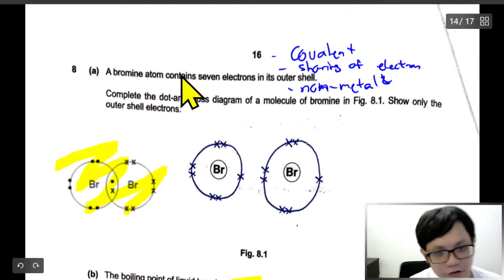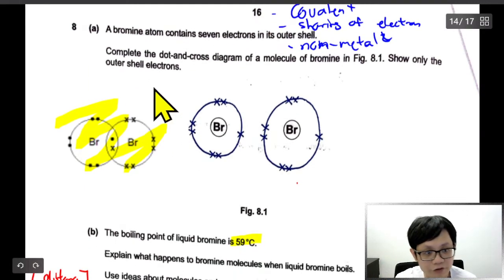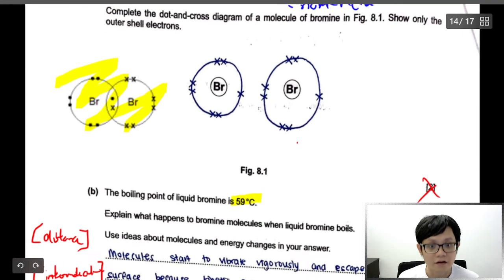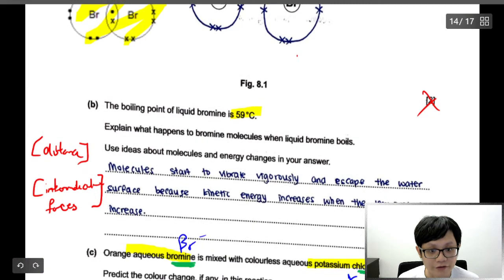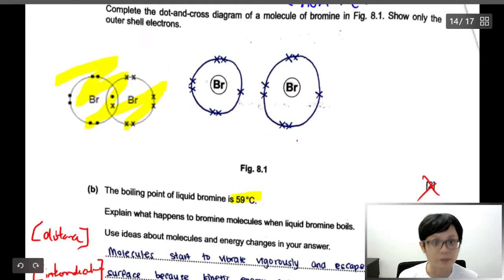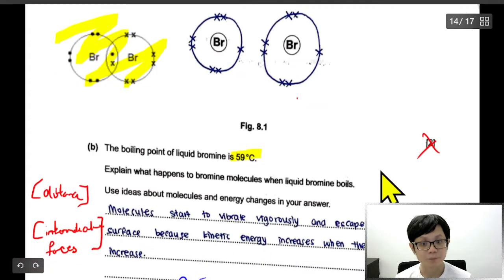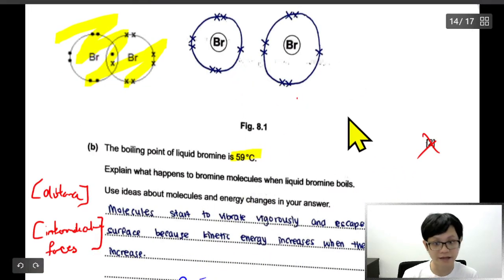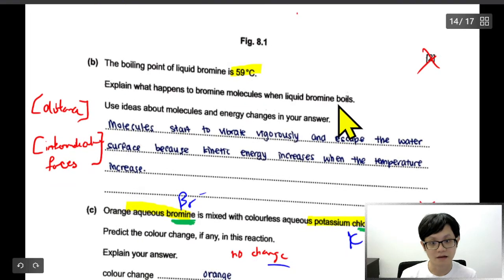Hi, so we are going to continue back this question. Previously we finished until question number 8. Okay, and the boiling point is very low. Why is it low? Because it's a covalent bond and the intermolecular forces are weaker compared to ionic bond.